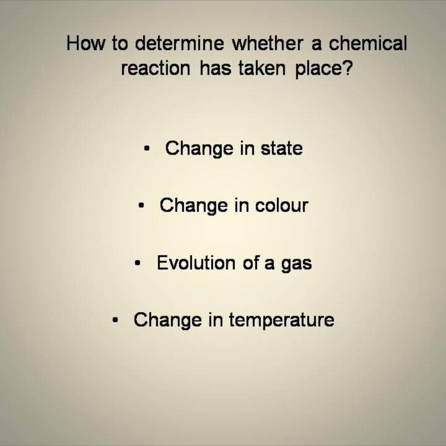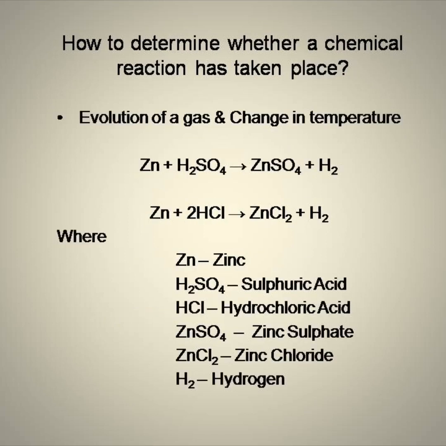Last but not the least, evolution of gas during a chemical reaction or change in temperature of the reaction mixture are both indicators that a reaction has taken place. For example, on mixing a few pieces of zinc with dilute sulfuric acid or dilute hydrochloric acid in a test tube, evolution of hydrogen gas takes place. Simultaneously, the temperature of the reaction mixture also increases. This is an indicator that a chemical reaction has taken place between the metal and the acid.